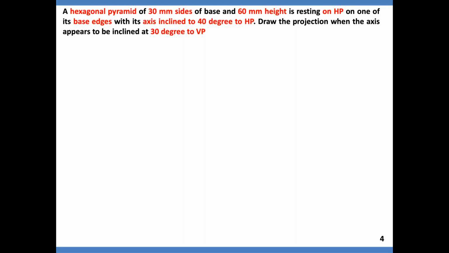A hexagonal pyramid of 30 mm sides of base and 60 mm height is resting on HP on one of its base edges with its axis inclined at 40 degrees to HP. Draw the projections when the axis appears to be inclined at 30 degrees to VP.